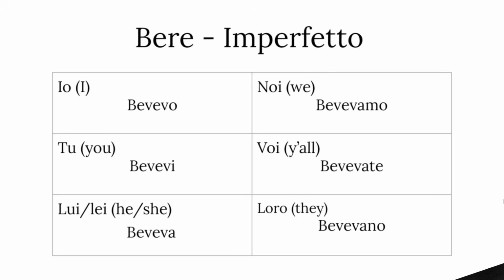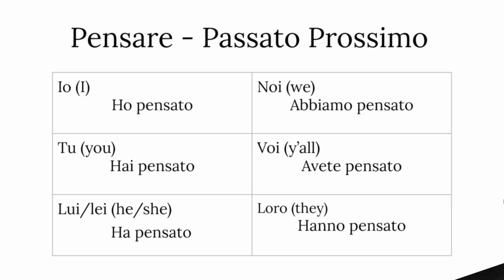Bevevo, bevevi, beveva, bevevamo. I know it's a little bit weird with all these V's. Voi bevevate, loro bevevano. Okay? Great. Pensare, to think. Io ho pensato, so super regular, transitive verb that ends with are, so the past participle ends with ato.